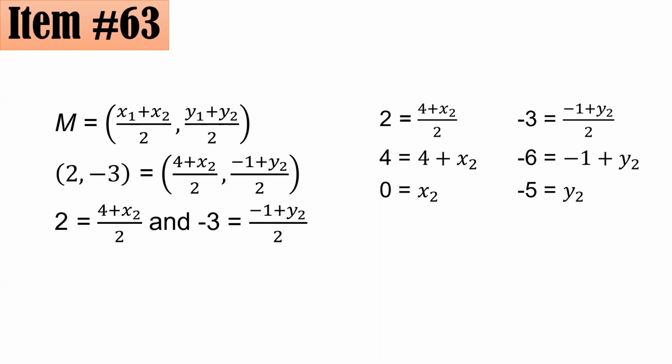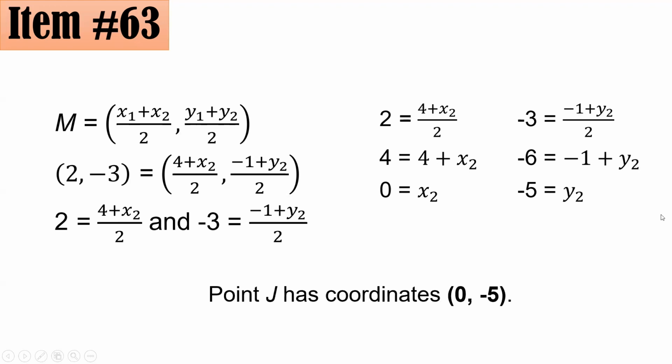So therefore, yung x-coordinate natin ng other endpoint is 0 at saka yung y-coordinate niya is -5. Hence, point J has coordinates 0, -5, and that is letter C. So, congrats po sa lahat ng sumagot ng C. But if not, it's still okay.